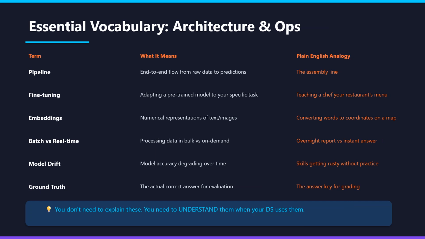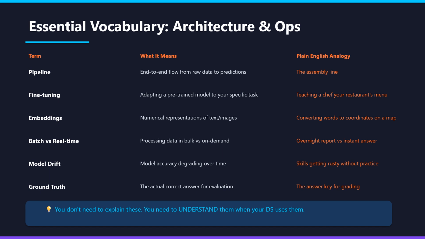Fine tuning. Take a pre-trained model and adapt it to your specific task. Instead of training from scratch, you start with a model that already knows language or images and teach it your specific domain, like hiring an experienced chef and teaching them your restaurant's menu.